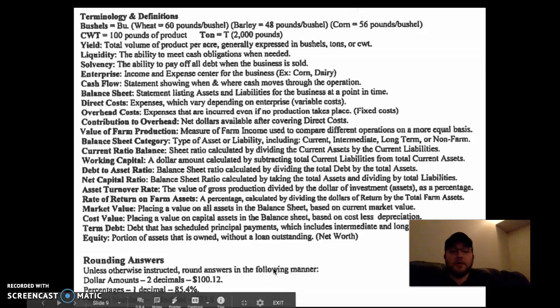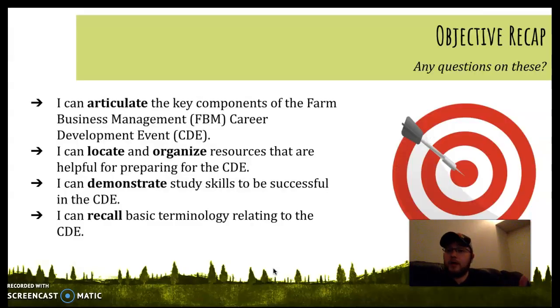So as we wrap up, hopefully now you can articulate the key components of the competition, locate and organize resources that are helpful for preparing for this competition, demonstrate study skills, and also recall the basic terminology relating to this event. I hope you found this to be very helpful.